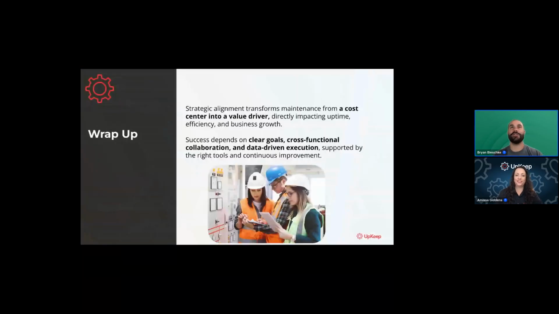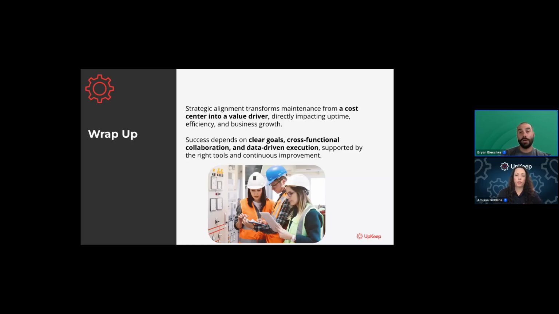Closing thoughts. All right. Strategic alignment transforms maintenance from a cost center into a value driver, directly impacting uptime, efficiency, and business growth, right? Again, no maintenance, no business. No strategic maintenance, no business growth, because all your money is being consumed on fixing stuff that should have been fixed forever instead of forever fixing, right?